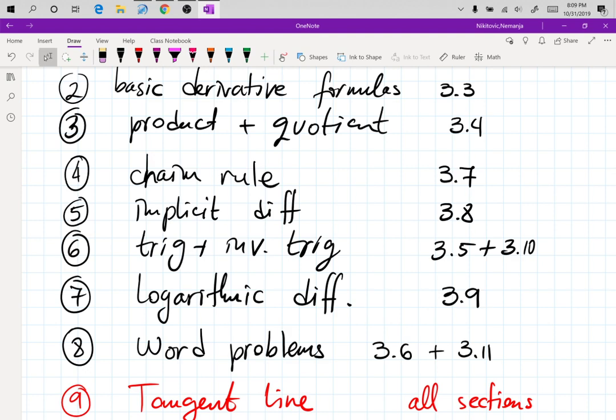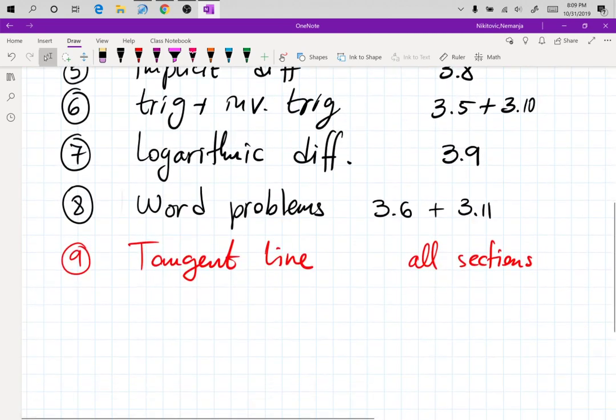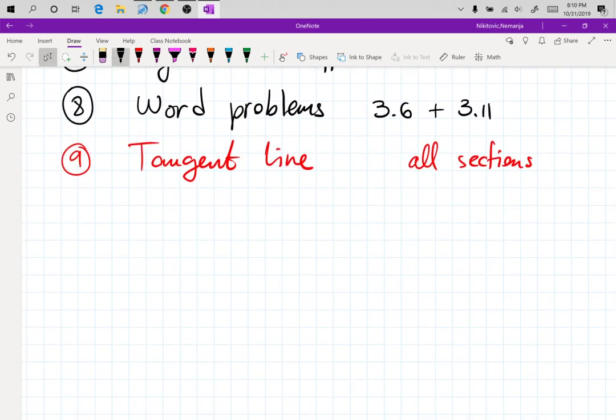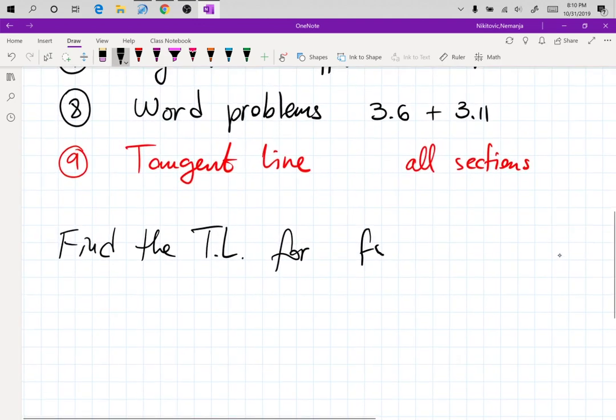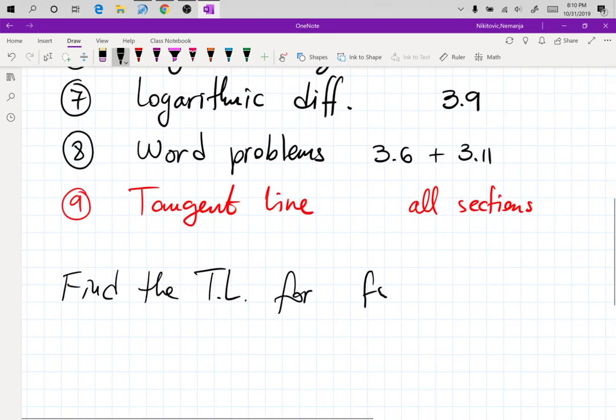So these are the list of topics, and now what are your questions? Can you give an example of one on the tangent line? Okay, what's your function? Pick one. Find the tangent line for what function? F of x equals what? Do a trig function. Yeah, which one?